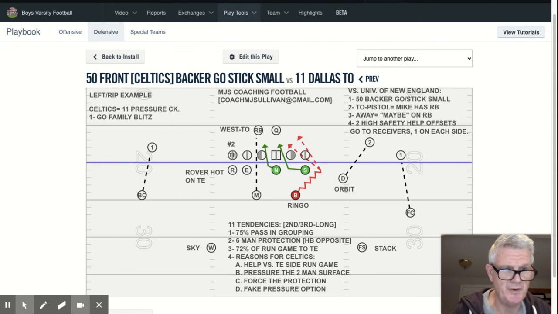It's a concept. Okay, excuse me. So, 50 Back or Go Stick, disregard the backslash, Small.